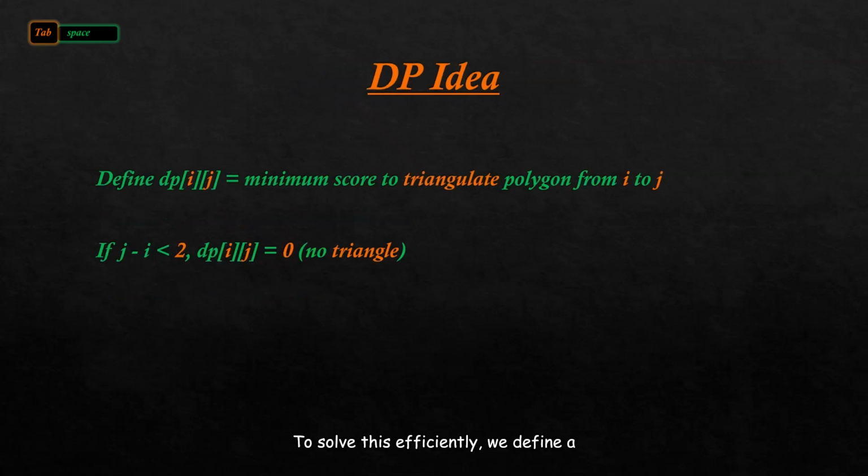To solve this efficiently, we define a state, dp[i][j], equal to the minimum score required to triangulate the polygon from vertex i to vertex j. If there are fewer than 3 vertices between i and j, no triangle can be formed and the score is 0.